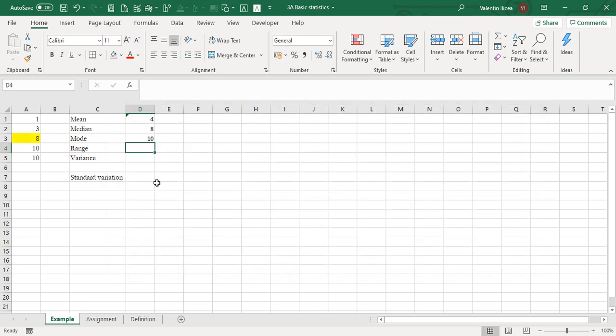Moving on now to the range. The range is basically the difference between the highest and the lowest value in our data set. In our case, the highest value is 10 and the lowest value is 1. For the range, we don't have a formula, but it's pretty simple. The highest minus the lowest, so in our case it is 9. You can also calculate it using max from this range minus min, so the minimum of this range.